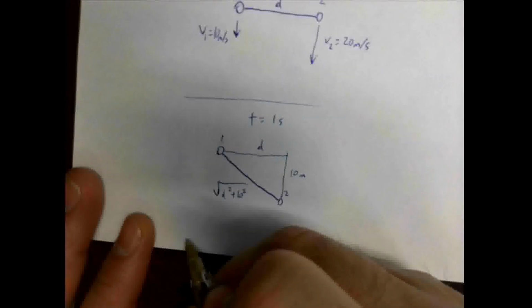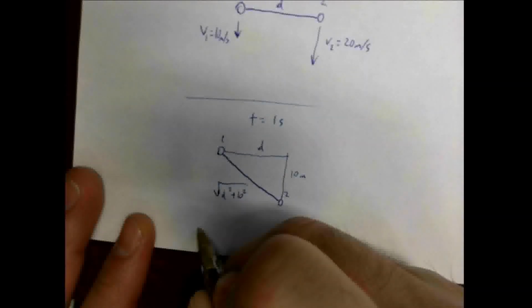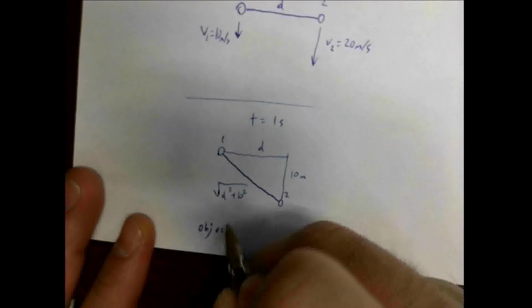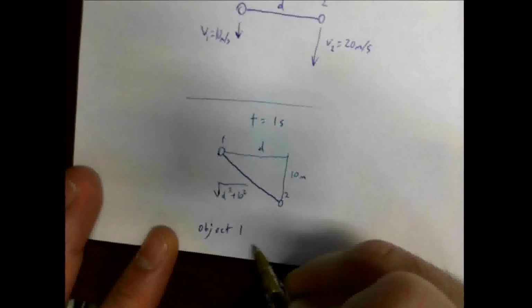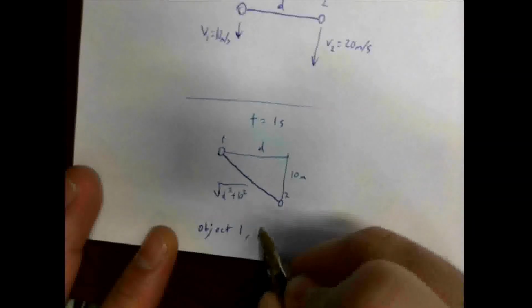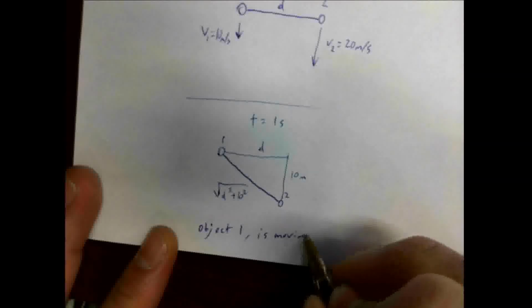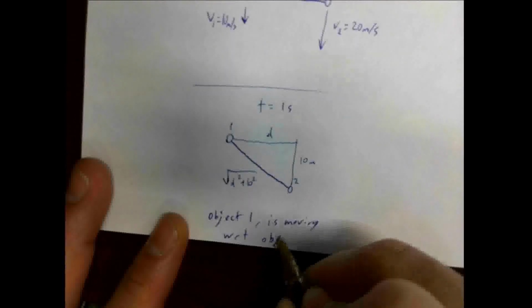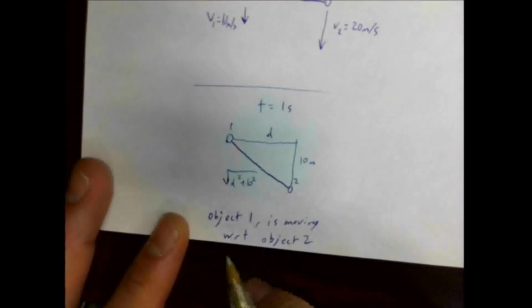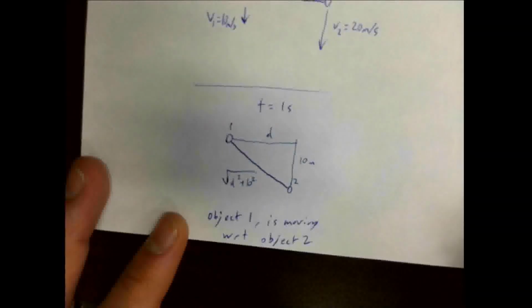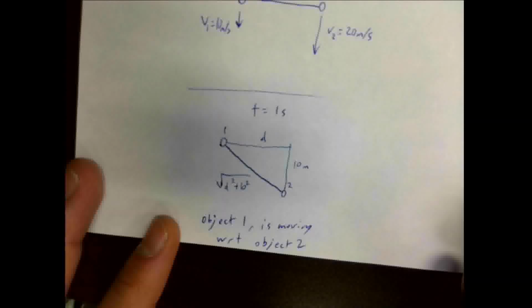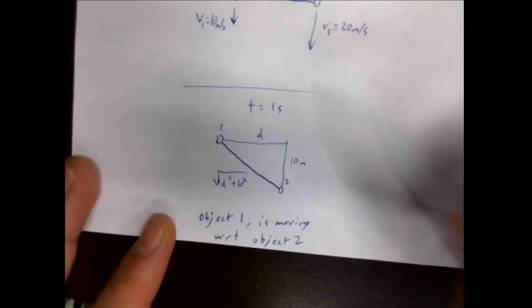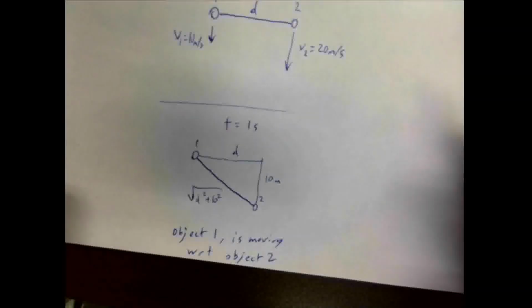object 1 is moving with respect to object 2. WRT is a short form for with respect to. This is an example of when the straight line segment changes in length.